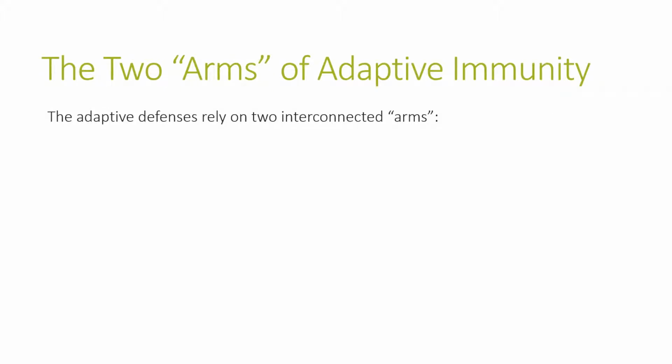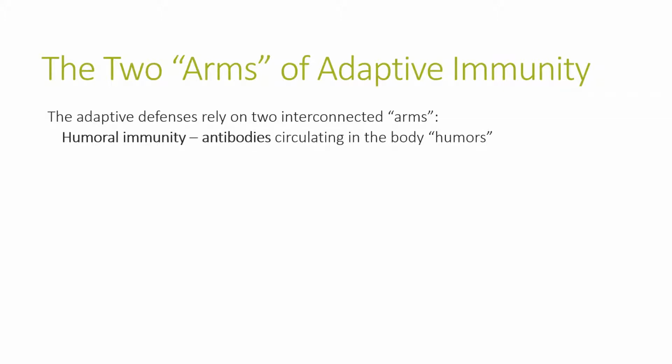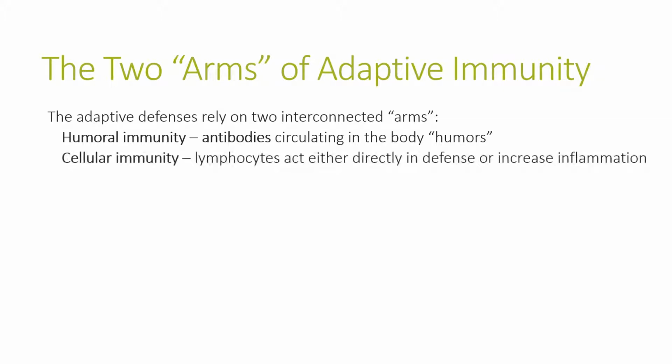The adaptive defenses rely on two interconnected arms or sides. The first is humoral immunity. Humoral immunity uses antibodies circulating in the body's humors to help identify pathogens that need to be destroyed. And then cellular immunity. Cellular immunity includes lymphocytes that act either directly in defense or increase inflammation, meaning we have cells acting against other cells. That's why it is a cellular form of immunity.